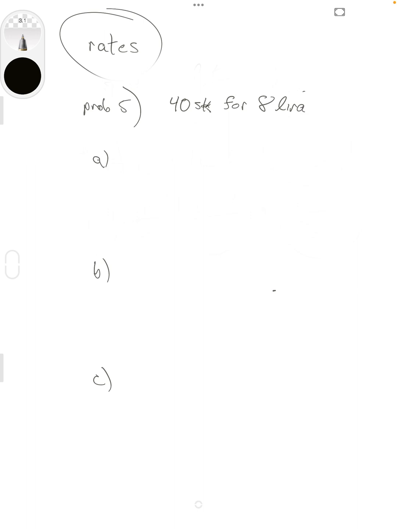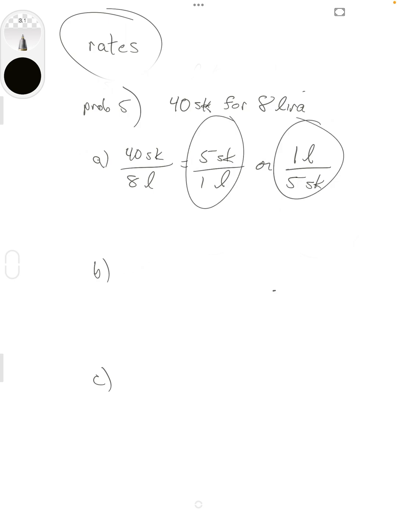Okay, so let's start with the first one. What are the rates? Well, it's 40 skins. I'll use SK for skins and L for lira, which is the same as 5 skins per 1 lira. Or I could say 1 lira is 5 skins. So those are the 2 rates. That's practice problem A.